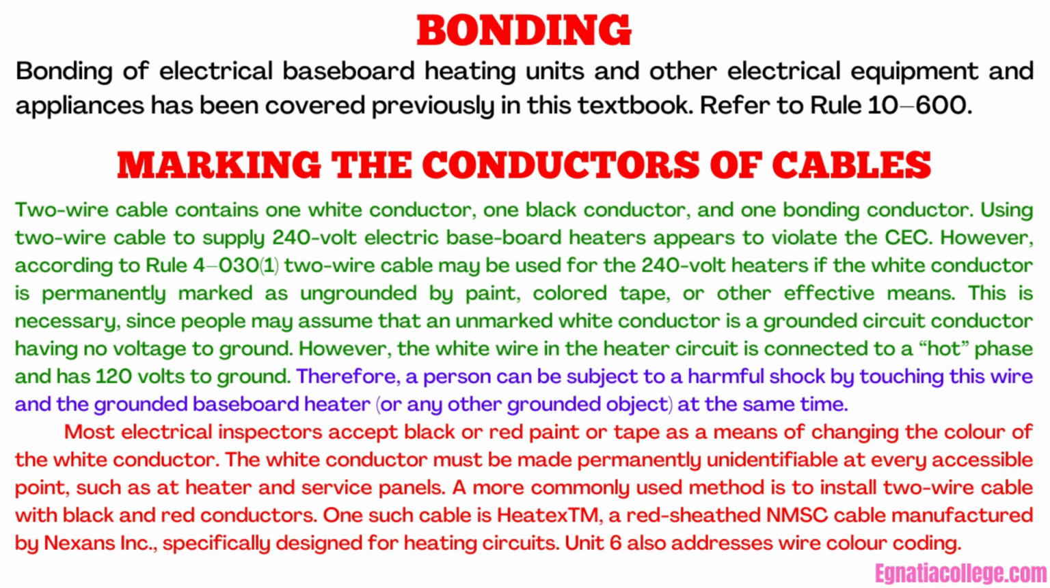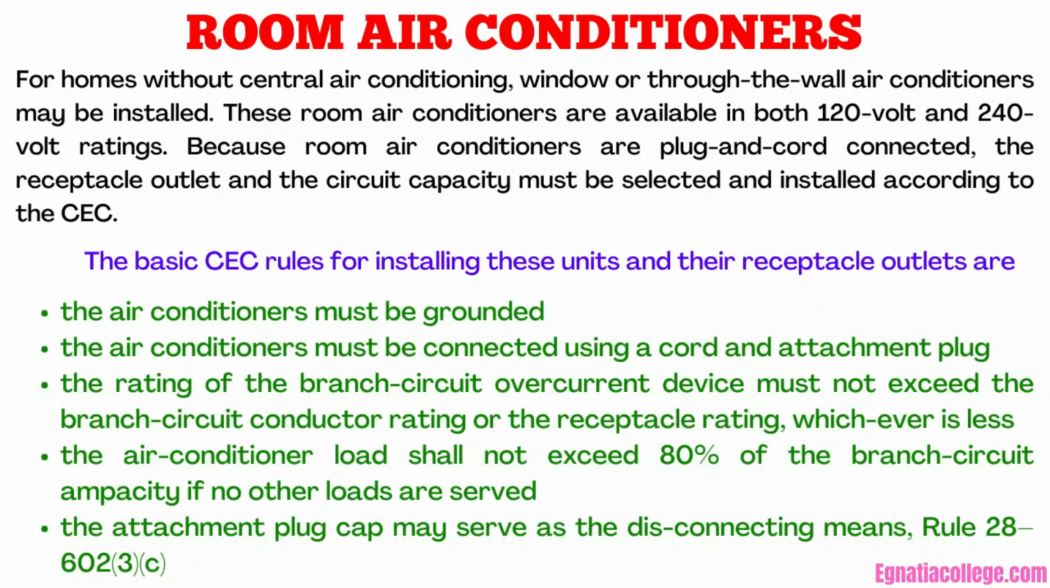A more commonly used method is to install two-wire cable with black and red conductors. One such cable is Heatex, a red-sheathed NMSC cable manufactured by Nexans Incorporated, specifically designed for heating circuits. Unit 6 also addresses wire color coding. Room air conditioners. For homes without central air conditioning, window or through-the-wall air conditioners may be installed. These room air conditioners are available in both 120-volt and 240-volt ratings.